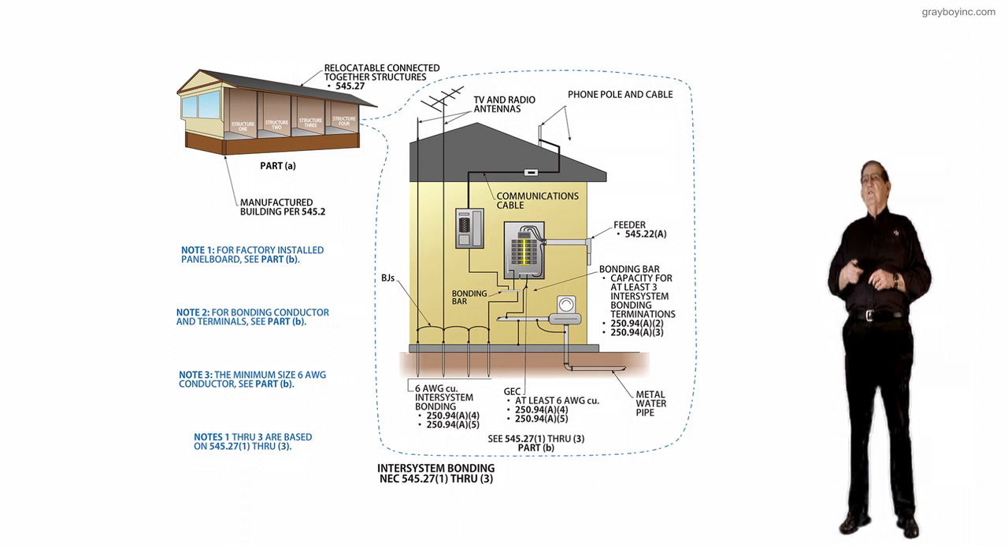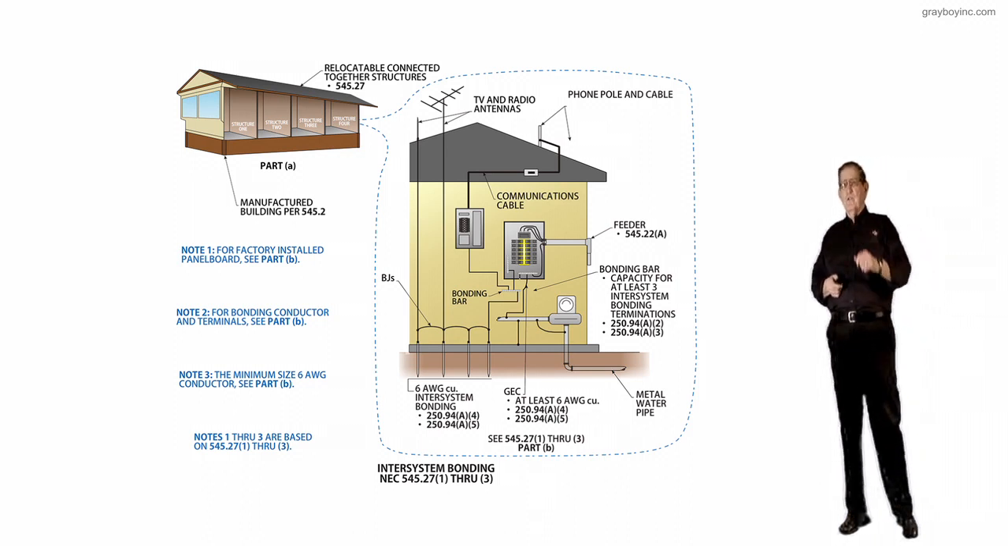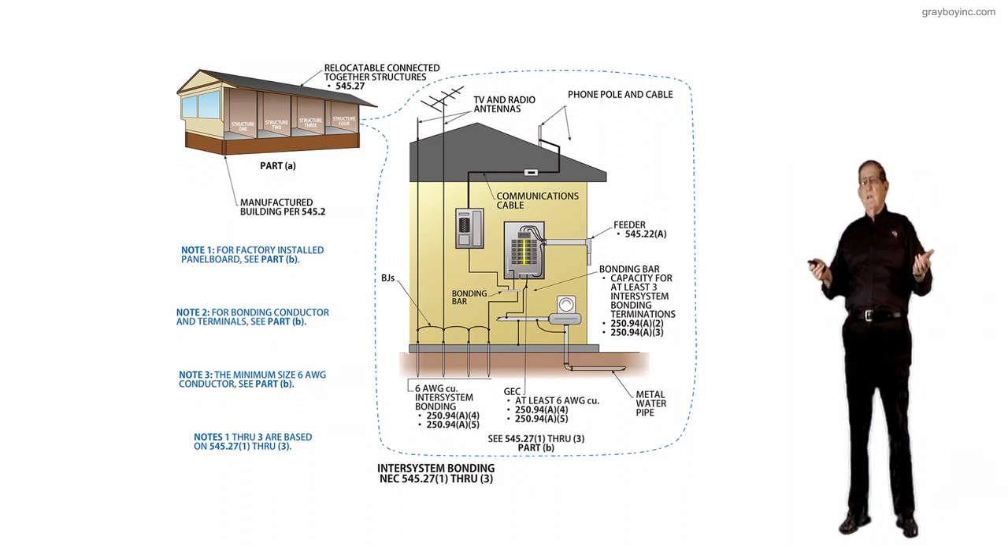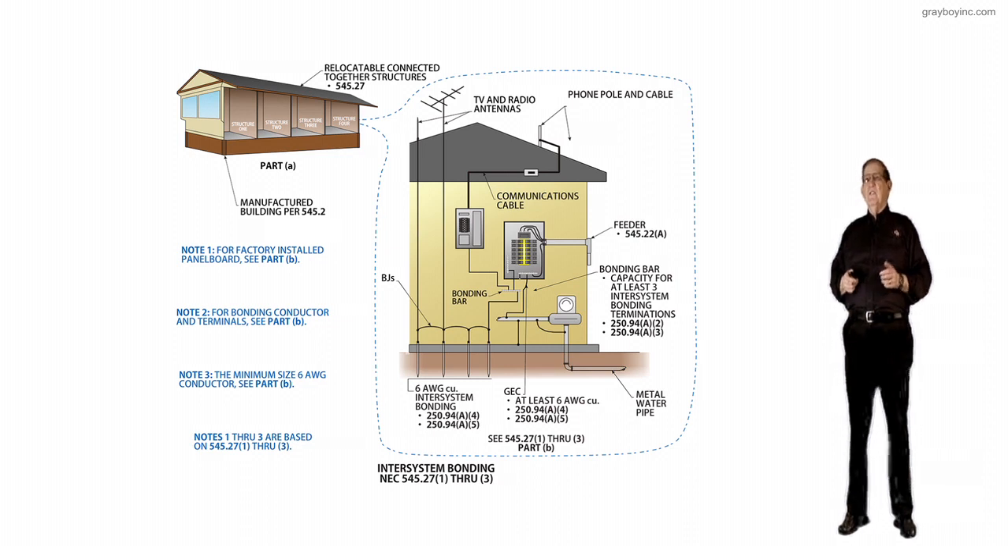And of course, to really understand an inter-system bonding system, you want to go to 250.94. 250.94 really explains it good. And notice the feeder here to the right, about the center there. It shows a feeder that has to comply with 545.22a, and that could be routed underground to a pedestal. It could be overhead, depending on how the electrician wants to route it, if the engineer hasn't given them a schematic or a plan to go by.